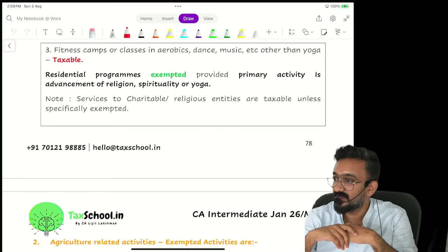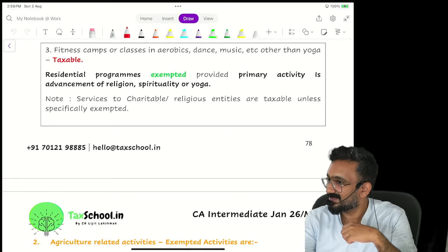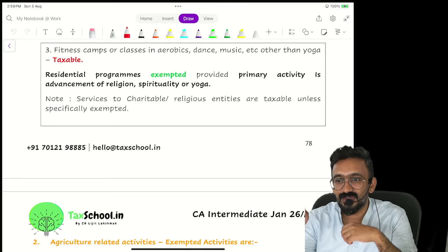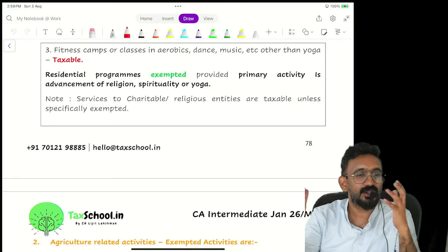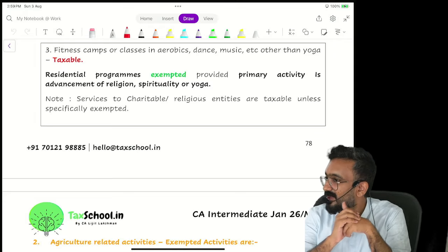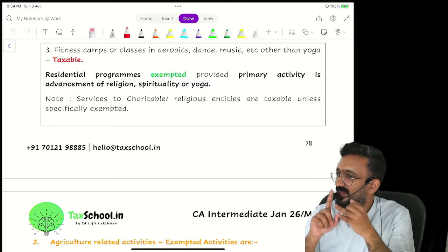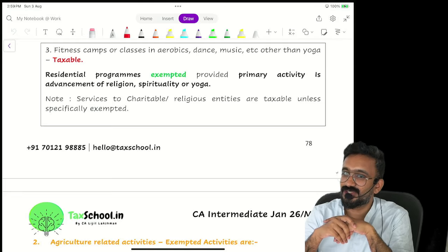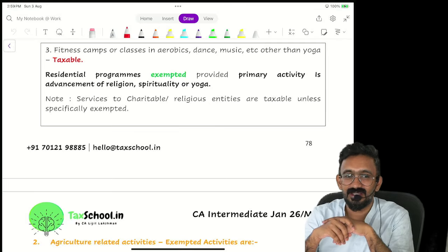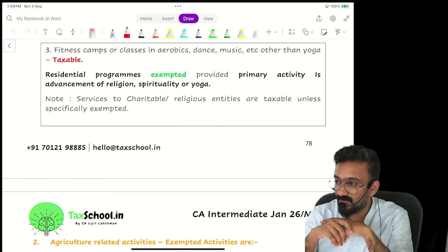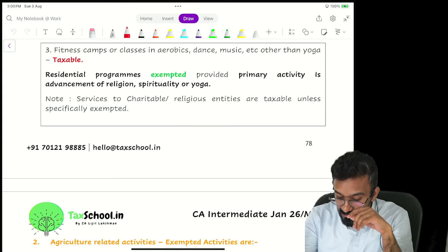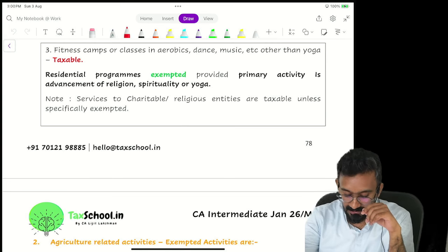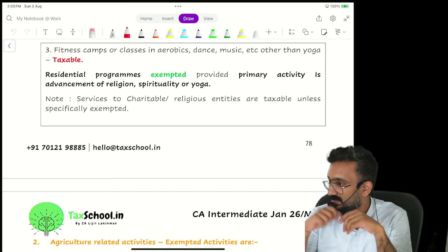Family. Residential. Remember? Okay, they went for prayers. Residential. Suppose they went to a program for 2 days with family. They got accommodation, food and everything. Residential program. Will it be exempted? Prayers, religion, spirituality, yoga. Will it be exempt? Yes, provided what? Primary activity. I have highlighted it. Primary activity is advancement of religion, spirituality or yoga.